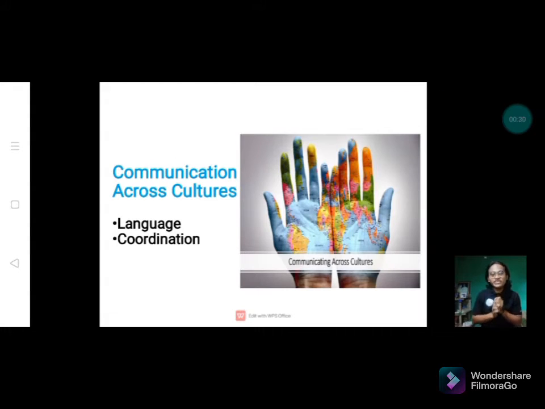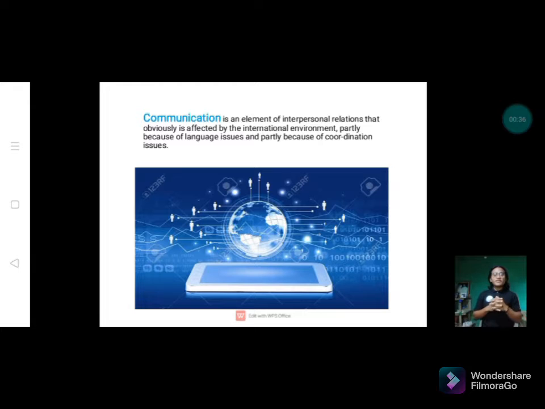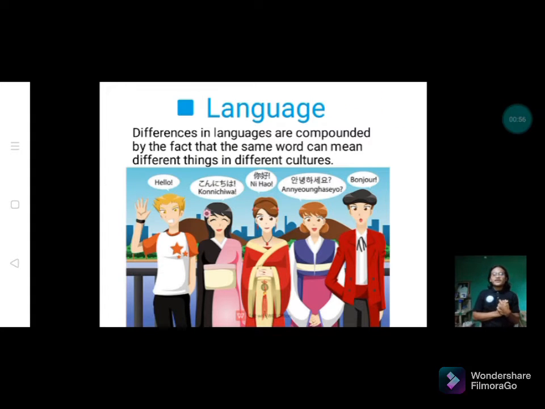So the next is the communication across cultures. Communication is an element of interpersonal relation that obviously is affected by the international environment, partly because of language issues and partly because of coordination issues. So first, let's start with language. Differences in language are compounded by the fact that the same word can mean different things in different cultures. So for example, hello. In Japan, it's konnichiwa. In Korea, annyeonghaseyo.